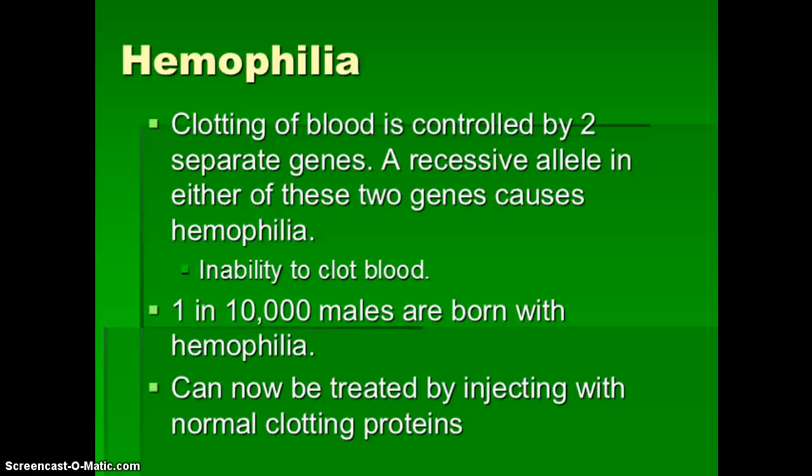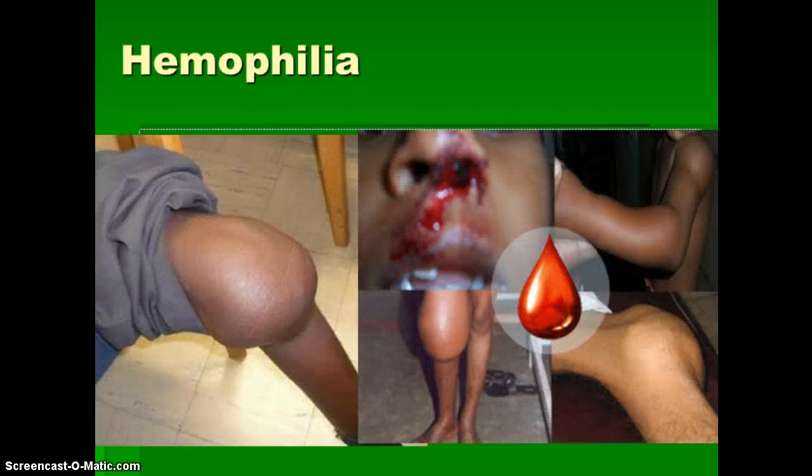There are specific disorders associated with the sex-linked genes, and one of those is hemophilia. Hemophilia is clotting of blood controlled by 2 separate genes. A recessive allele in either of these 2 genes causes hemophilia. For those that aren't familiar with it, hemophilia is the inability to clot blood. 1 in 10,000 males are born with hemophilia, but there is treatment for it. Now there can be an injection that will actually help them with clotting of those proteins. So hemophilia is one of those.